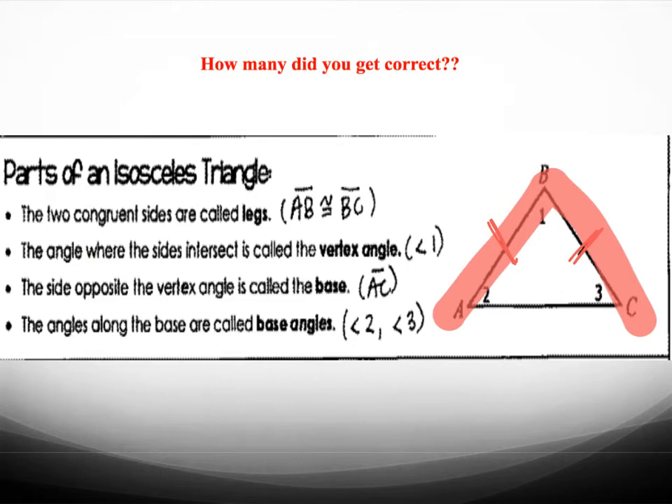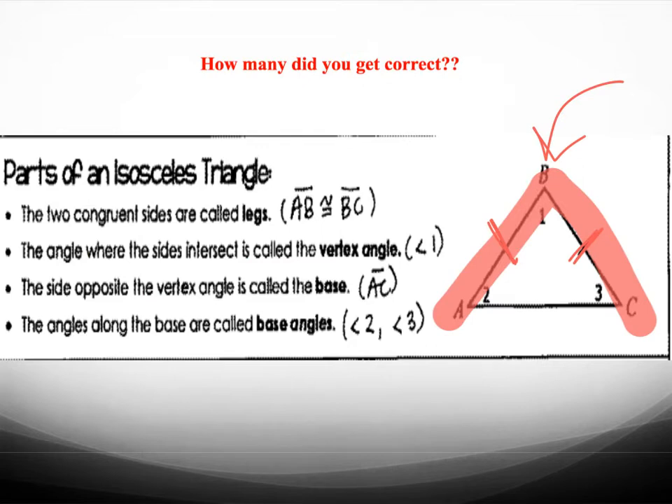The next one here, an angle where the sides intersect, is called the vertex angle. So here we have the vertex angle right here. B is the vertex angle, or we listed it as angle 1. But you could have called it angle B. It would still be correct.